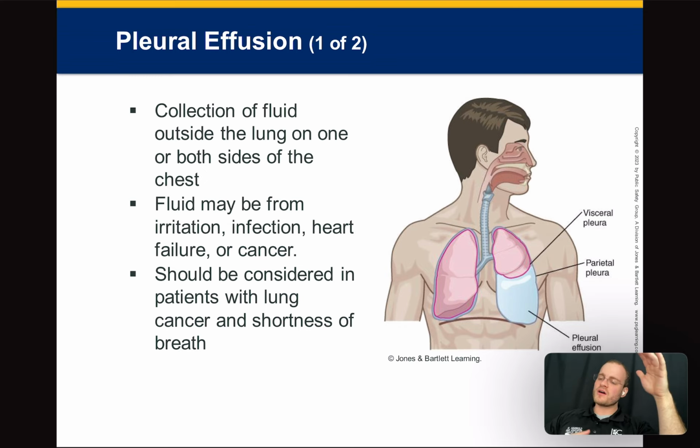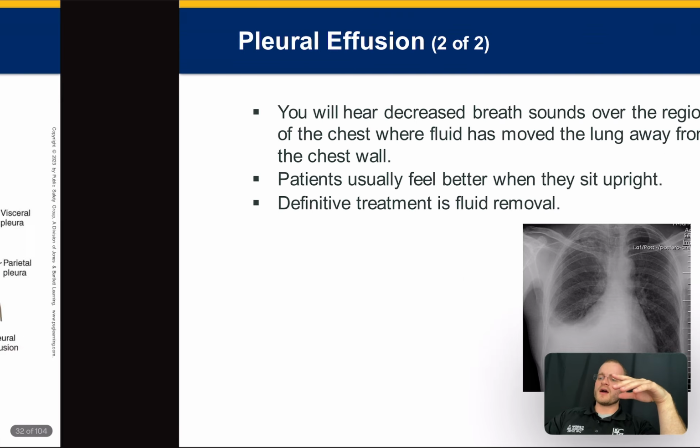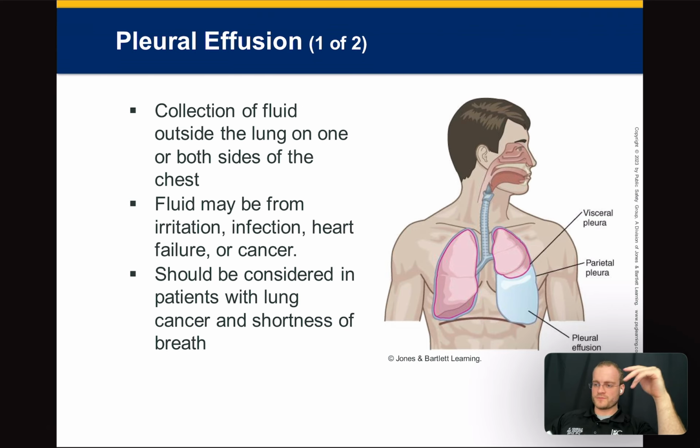Almost always. We can also get it from heart failure or cancer, right? And those become malignant. But irritation, even radiation. But this is typically from infection. It can also be from heart failure. So if someone gets pneumonia, right? They can end up with a pleural effusion. Pneumonia, you know, like a lung infection, like a lobar pneumonia.